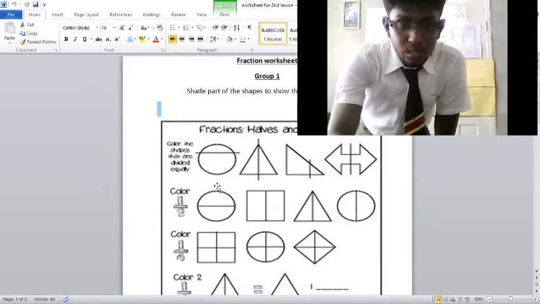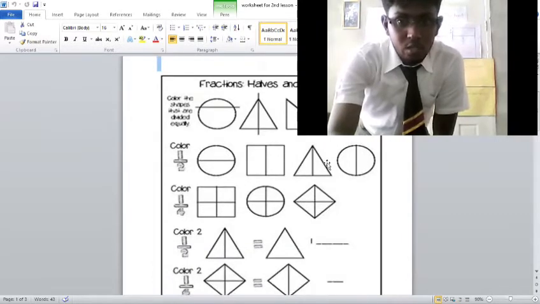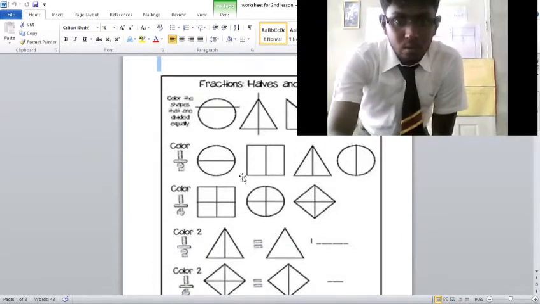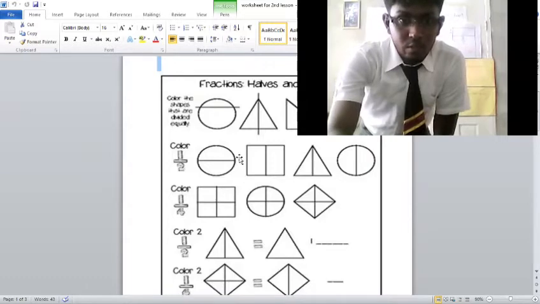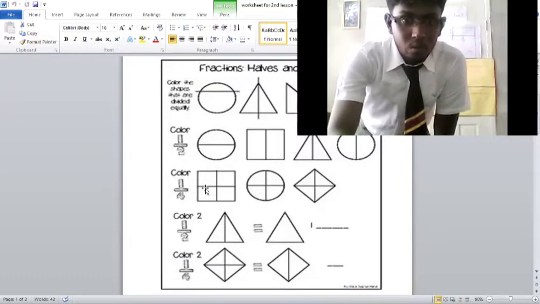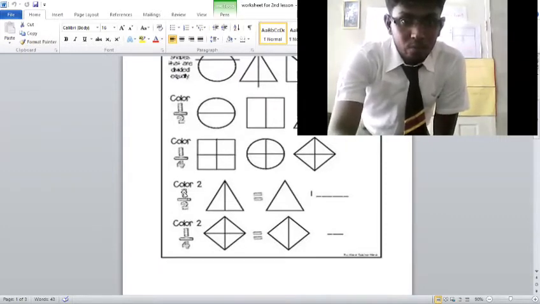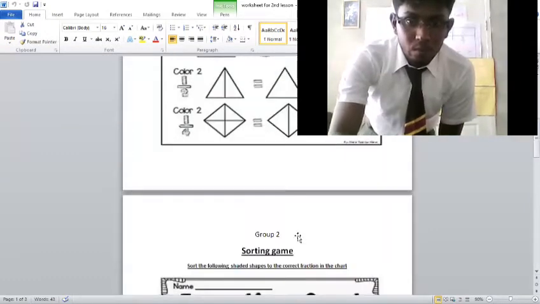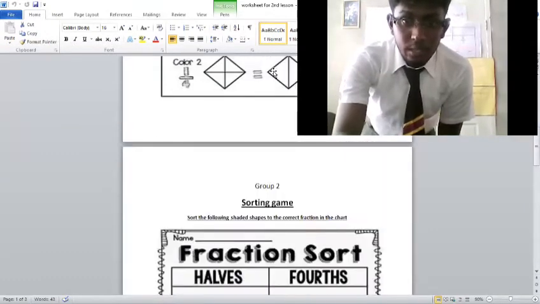So then you have the second one, second row, you have to color half of the shape. Okay, every instruction here is very straightforward. Then third row, color a quarter of the shape. And fourth row, 1.